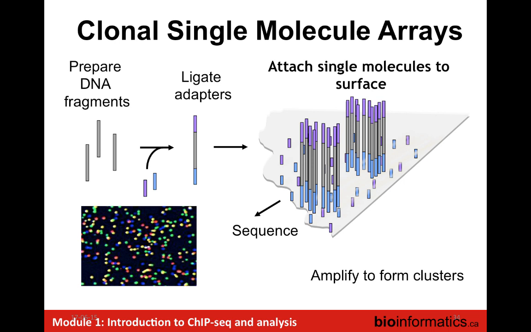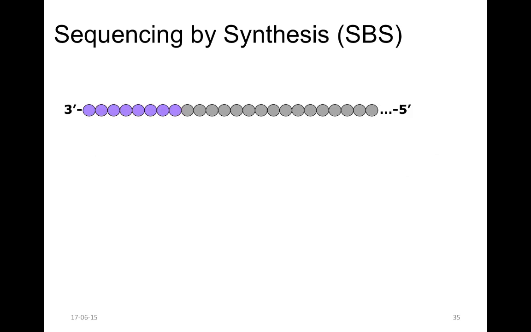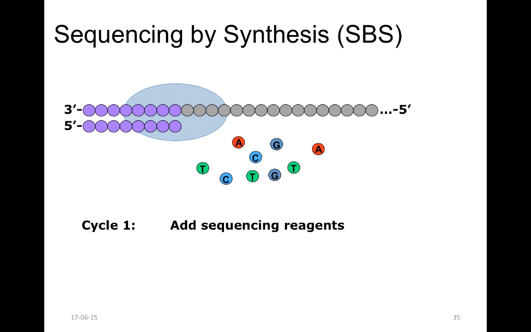Now they're single-stranded, and then we can start the process of sequencing. So again, now zooming in, we've got our 3' end of our fragment. We add our primer, and then we add our nucleotides. Of course, I'll talk about that in a second.